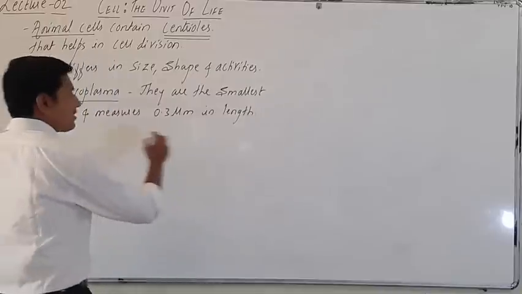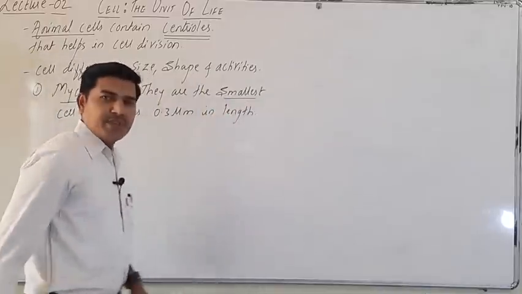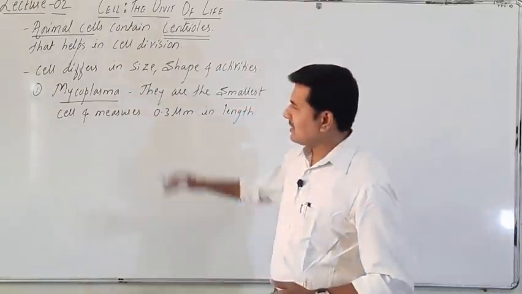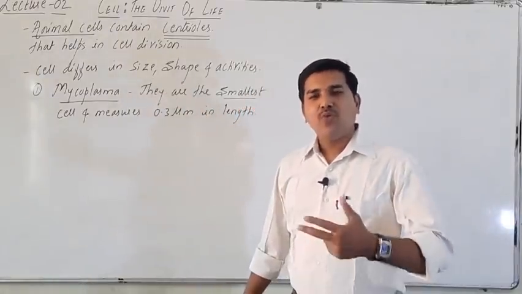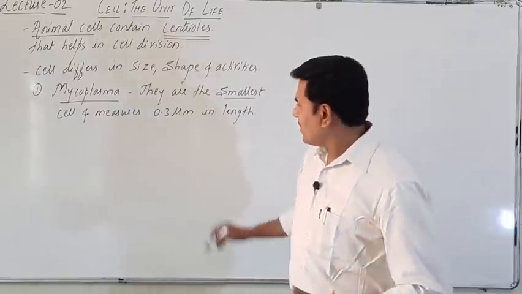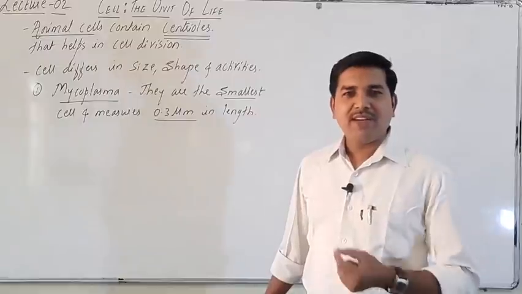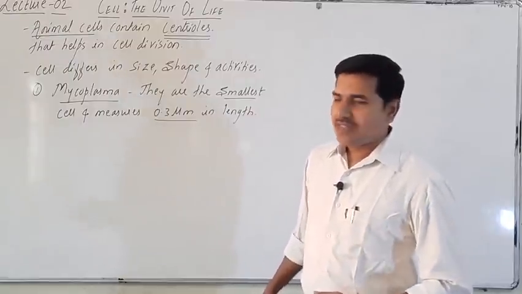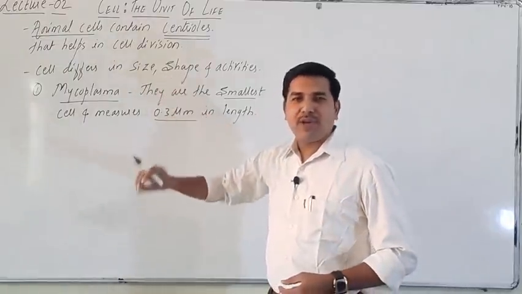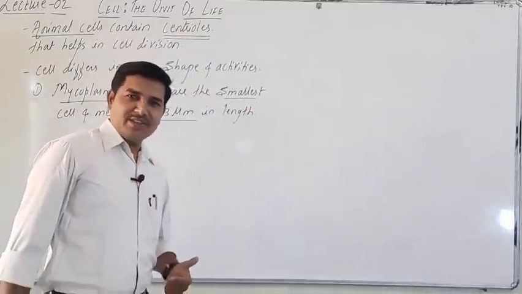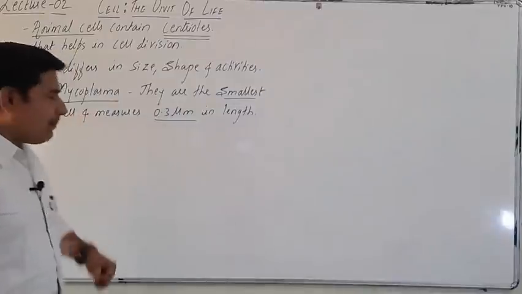Now this will be asked for an objective again. Which is the smallest cell? The smallest cell is Microplasma. What is the size of the Microplasma? The size of the Microplasma is 0.3 micrometer in its diameter. That means it has to be observed under the microscope only. You cannot see it with your naked eyes. So this is regarding the Microplasma.